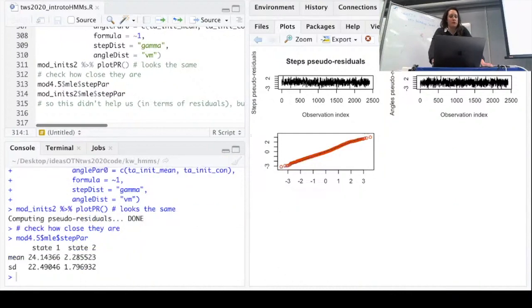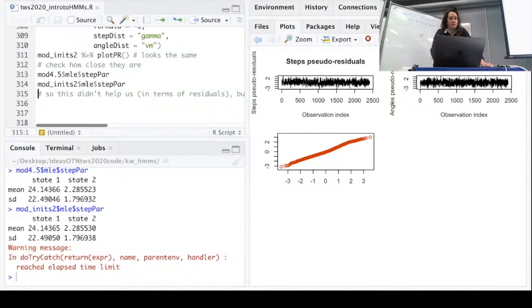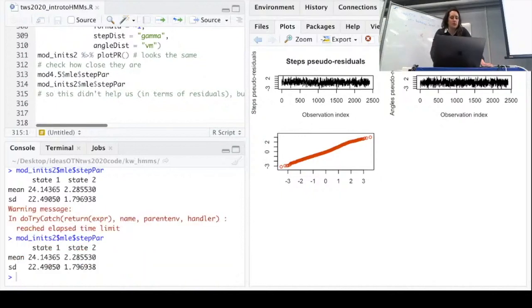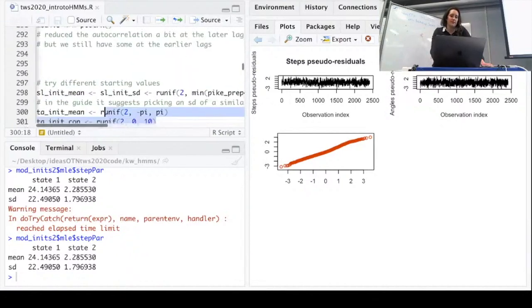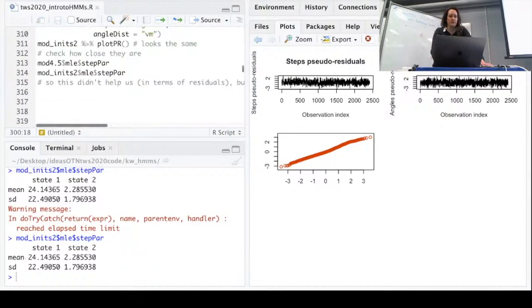So here, I'm trying different starting values. Looking, we have the same parameter values. So in this case, we didn't have a super bumpy likelihood. And for these ones, I just randomly selected the starting values from something relatively reasonable.